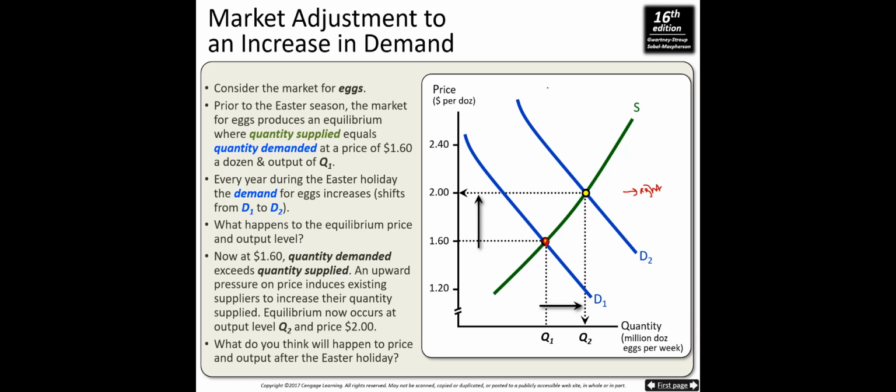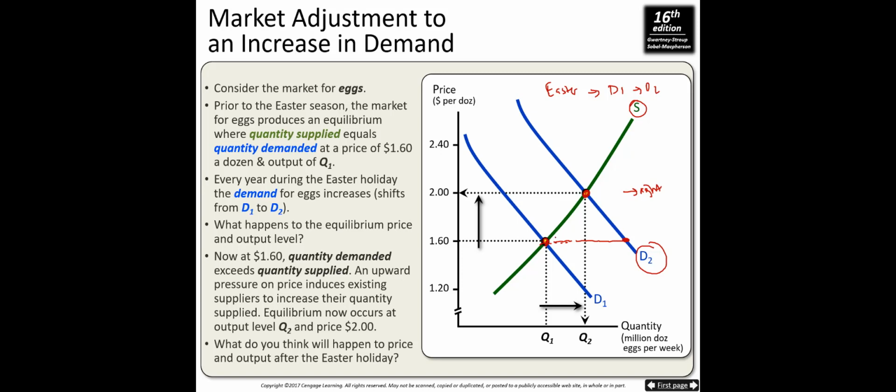Since the only thing that changes here, Easter, shifts the demand curve from D1 to D2, you're not shifting the supply curve. None of the non-price determinants of supply is changing. So the new equilibrium is going to be the intersection of D2, the new demand curve, and the existing supply curve. So what happened here? Let's start from the beginning. First, Easter starts, and the demand curve shifts from D1 to D2. But at that existing price, $1.60, there is an excess demand. Demand is here, supply is here. So there's going to be upward pressure on the price.